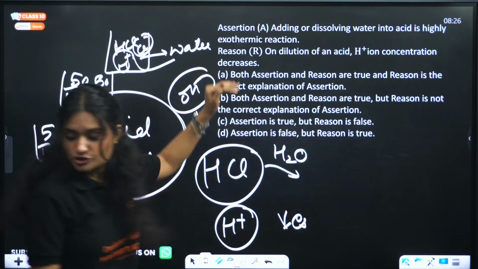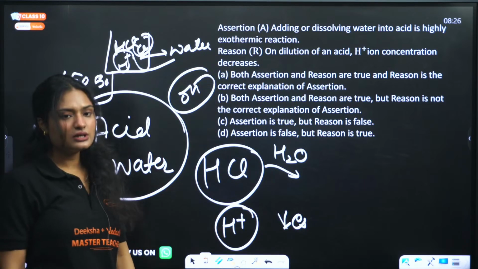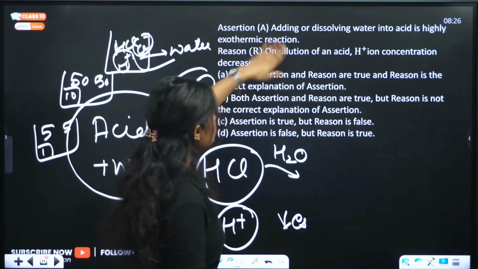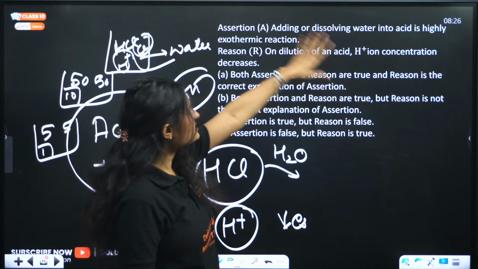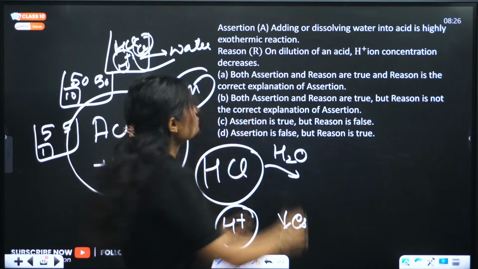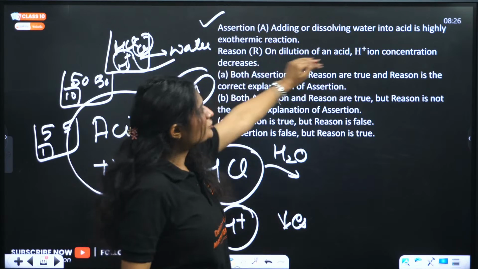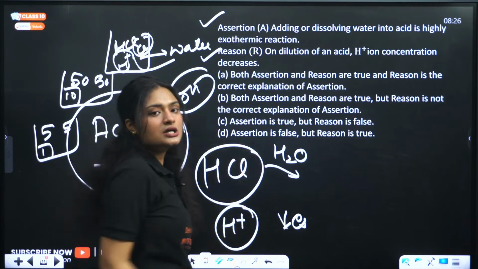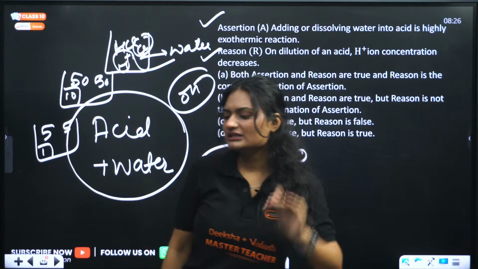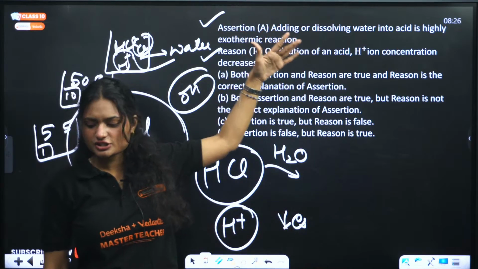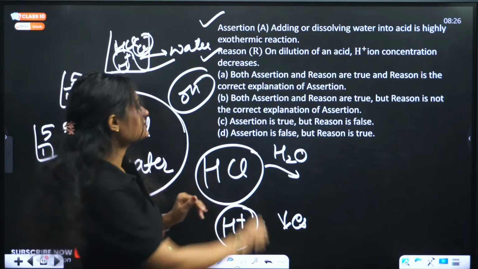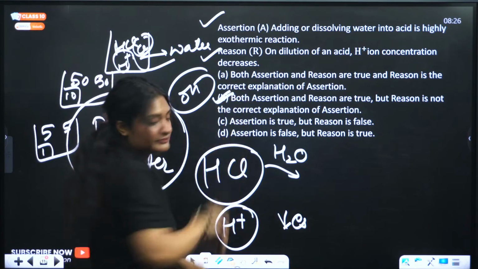Most of you answered A, C. Actually, the correct answer is: yes, adding or dissolving water into acid is highly exothermic. That is true. On dilution of an acid, the H positive ion concentration decreases. That is also true. So the reason is true, the assertion is true. But does the reason explain the assertion? No, it does not explain the assertion. So the correct answer is option B.